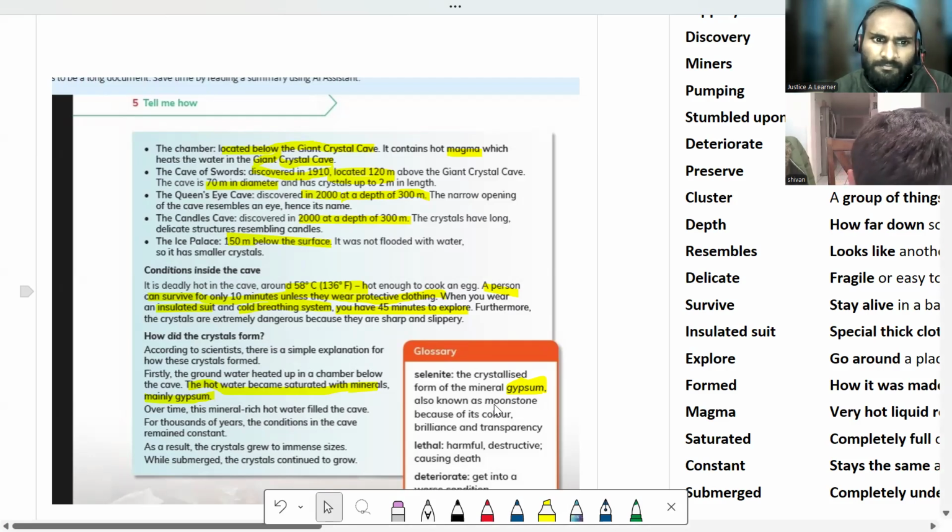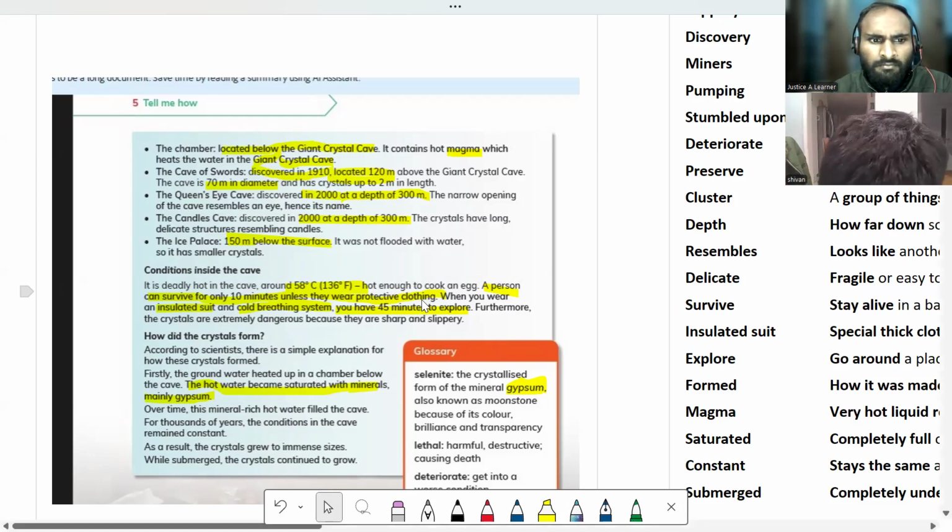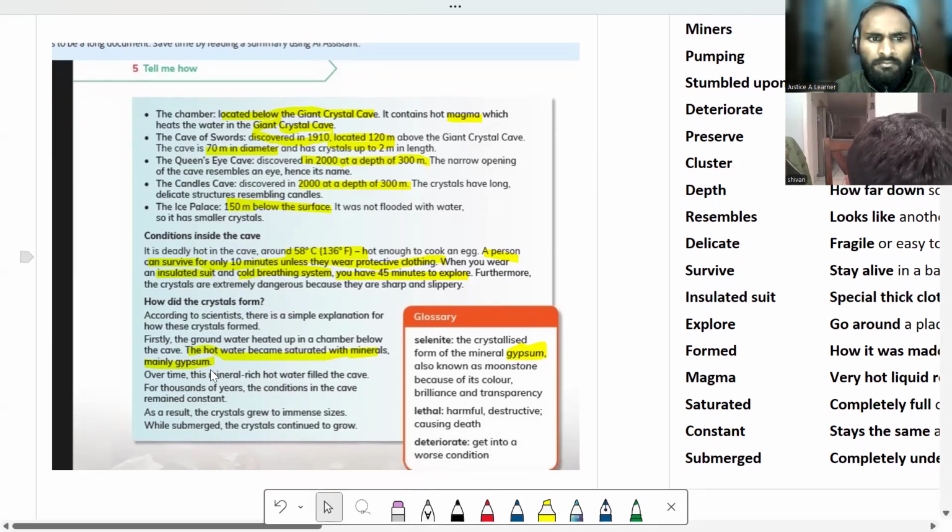How did the crystals form? According to scientists, there is a simple explanation for how these crystals formed. Firstly, the water heated up in a chamber below the cave. The hot water became saturated with minerals, mainly gypsum. Over time, this mineral-rich hot water filled the cave.